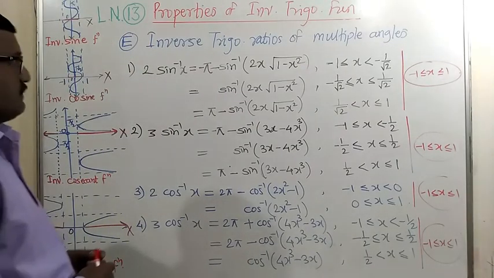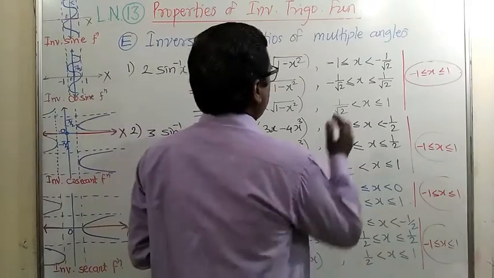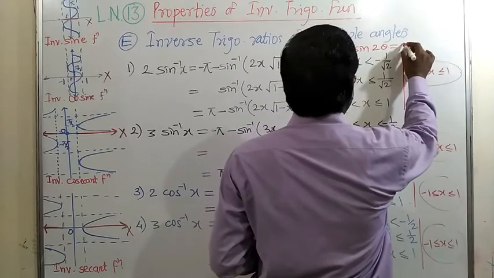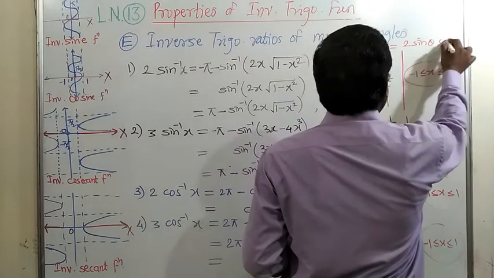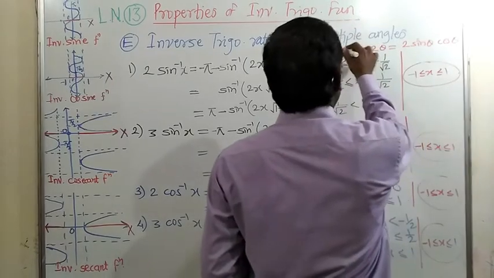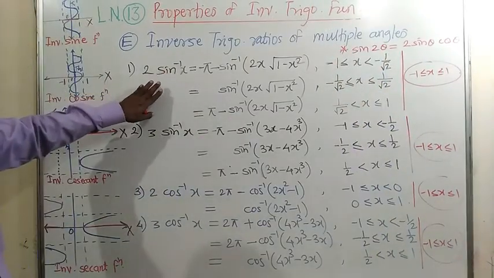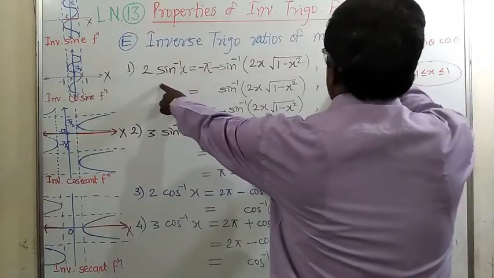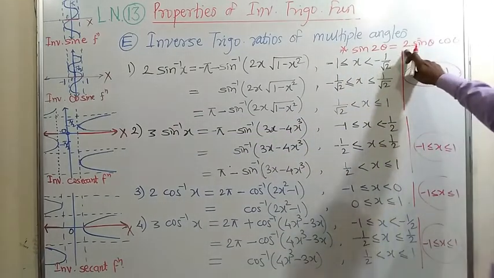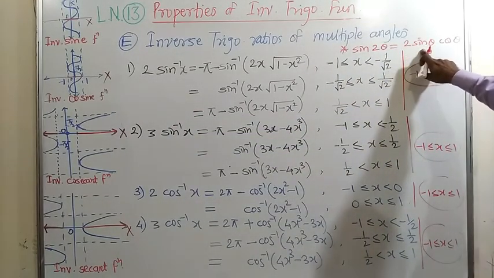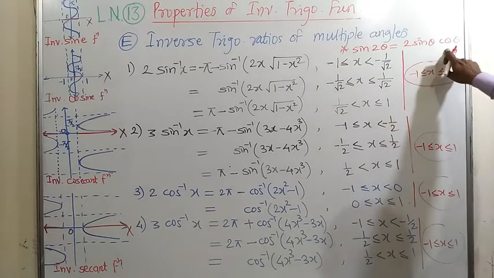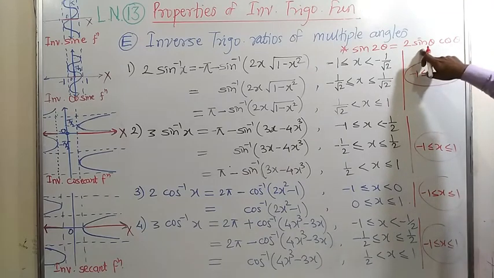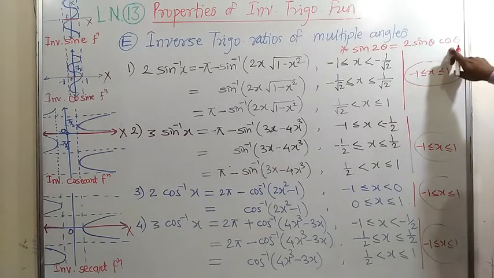And you know the formula for the double angle, that is sine of 2 theta is equal to 2 sine theta cos theta. Knowing that formula, you can easily write this formula also, because instead of sine 2 theta, 2 sine inverse x is given. So after that here we get sine inverse of 2x times root 1 minus x square, because if we consider sin theta equal to x, then cos theta will be root 1 minus x square.